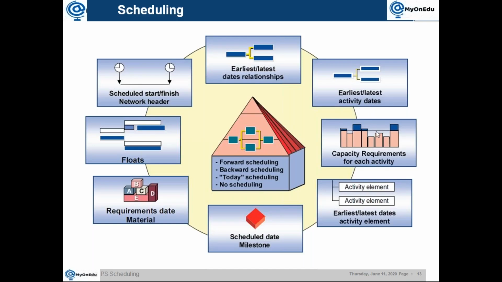Then during scheduling, the system will calculate your capacity and work requirement. It also decides the dates for the activity element, if you have one. If you have a milestone attached, which we have not taken, that also gets decided during scheduling. And if you have a material attached, it also decides the requirement date of the material. Then similarly float. Anyway, we'll explain what float is.